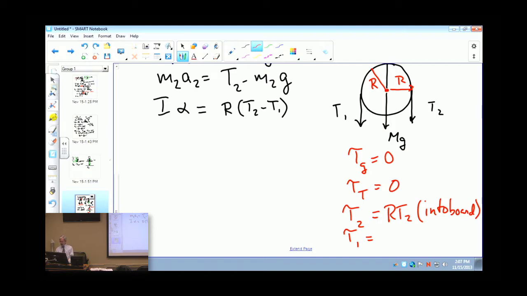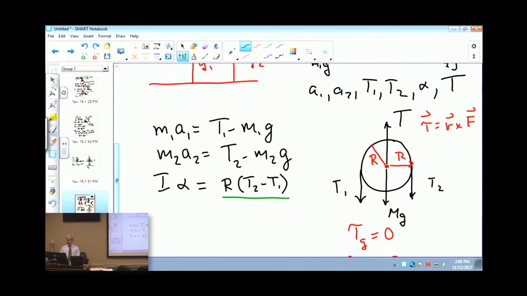And how about T1? Well, the tau has the magnitude R T1, but it's out of the board, so it's got a torque in the opposite direction. It's coming out of the board, right? It's going this way. So those two torques are opposed to each other. There may be one greater than the other one, but the net torque is going to be the difference. And so we get then R times T2 minus T1. Is everybody okay on that?